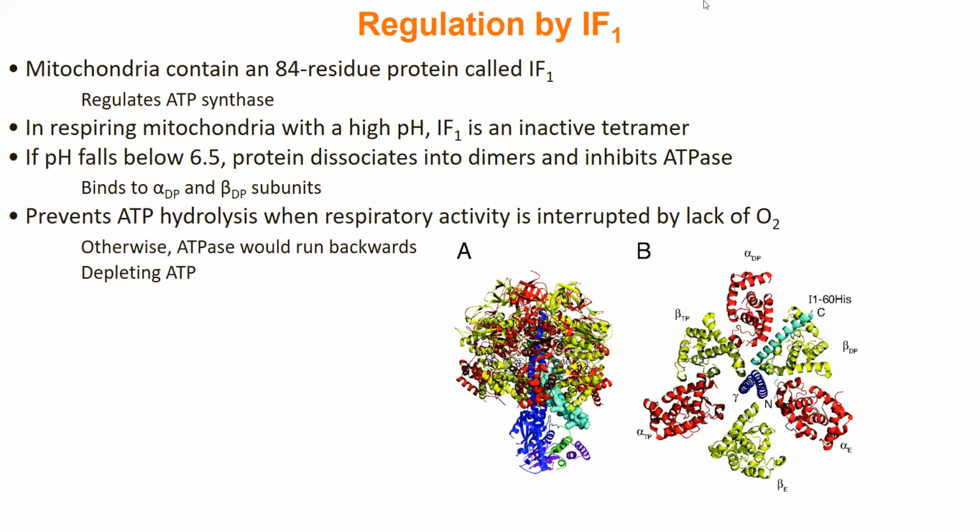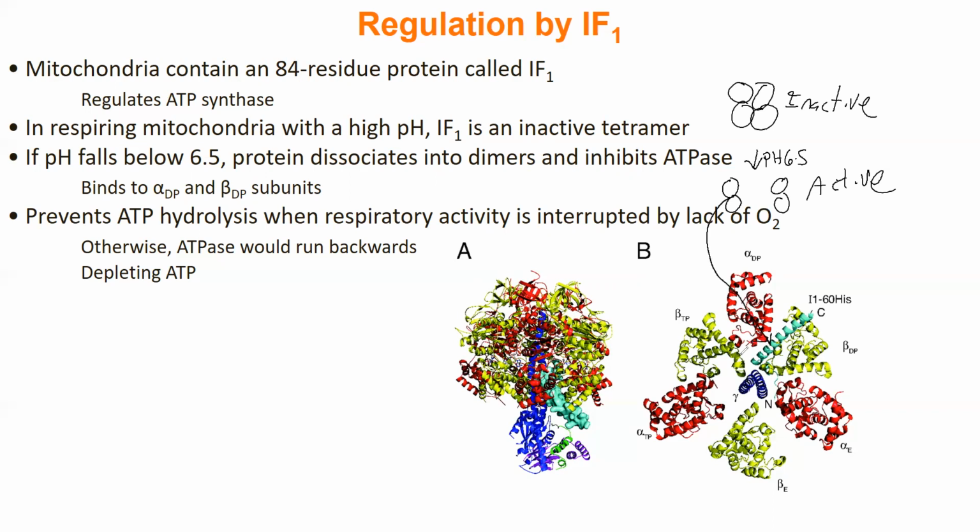I guess I could probably draw this out. So inactive, it's in the tetramer form. If the pH is below 6.5, this breaks into dimers. So it breaks into two dimers. Inactive versus active. And what this does is that it will go in this. And it's actually being shown right here.